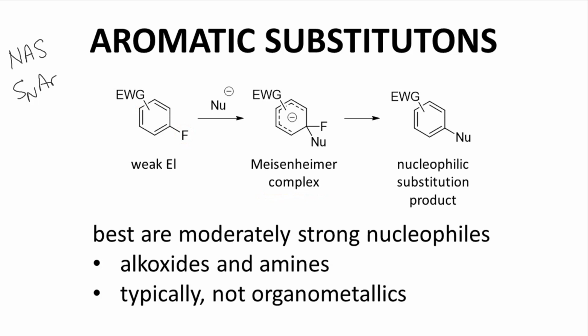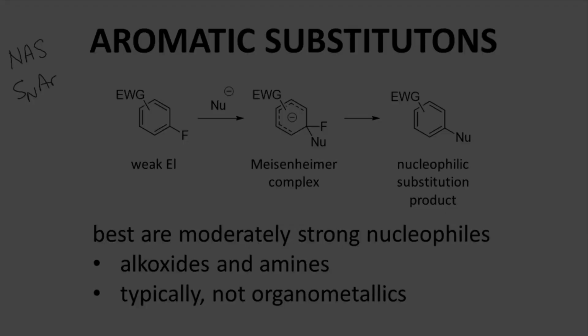This unstable anionic intermediate decomposes with loss of the leaving group to restore the aromaticity of the ring, now bearing the nucleophile. The best nucleophiles for this reaction are typically alkoxides and amines. Surprisingly, the organometallics, like Grignards, are not good for this reaction. The issue is that the organometallics tend to react with the electron withdrawing groups before attacking the ring. Organometallics react, but the reaction occurs in the wrong place and does not give the aromatic substitution product.